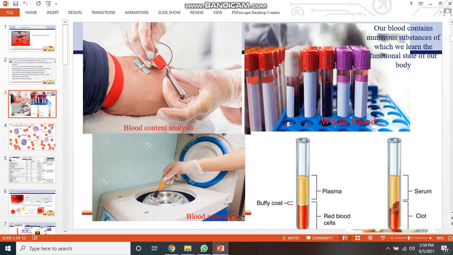We have different blood content analysis, whole blood separation. In this you can see that the blood is a mixture of plasma and blood cells, and they separate into plasma and red blood cells, serum and clot. Our blood contains numerous substances from which we learn the functional state of the body.